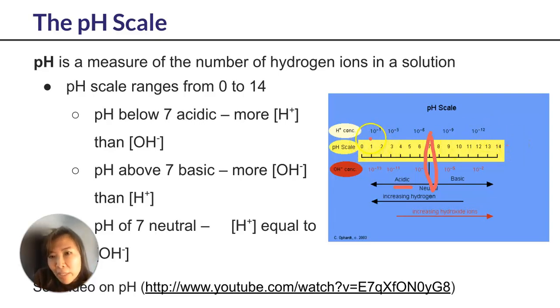And notice that this is 10 to the negative 10, 10 to the negative 3, 10 to the negative 6, and so on, right? So you can see here that the pH is on a logarithmic scale, meaning that the difference between pH 0 and pH 1 is tenfold, right? So there are tenfold more hydrogen ions in 0 versus a pH of 1.